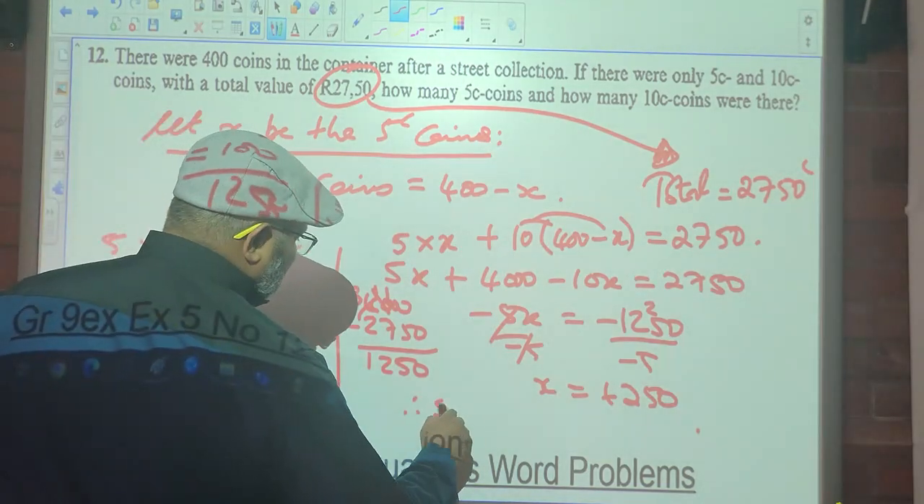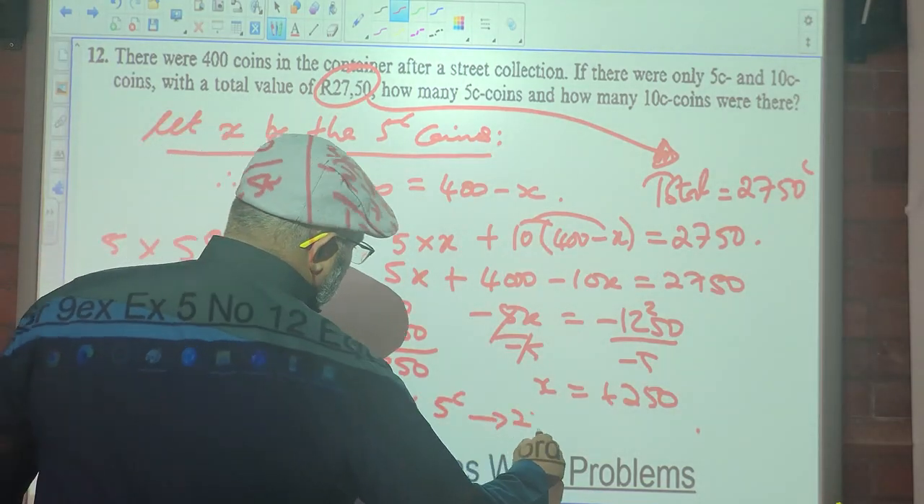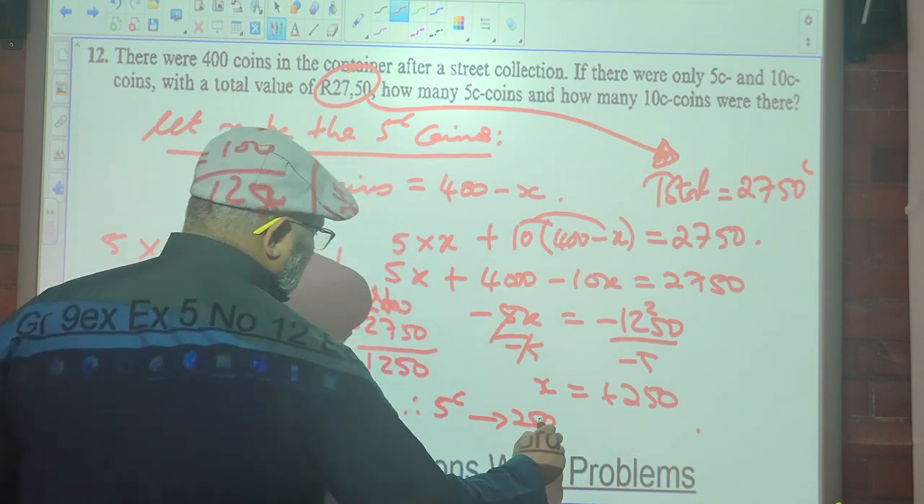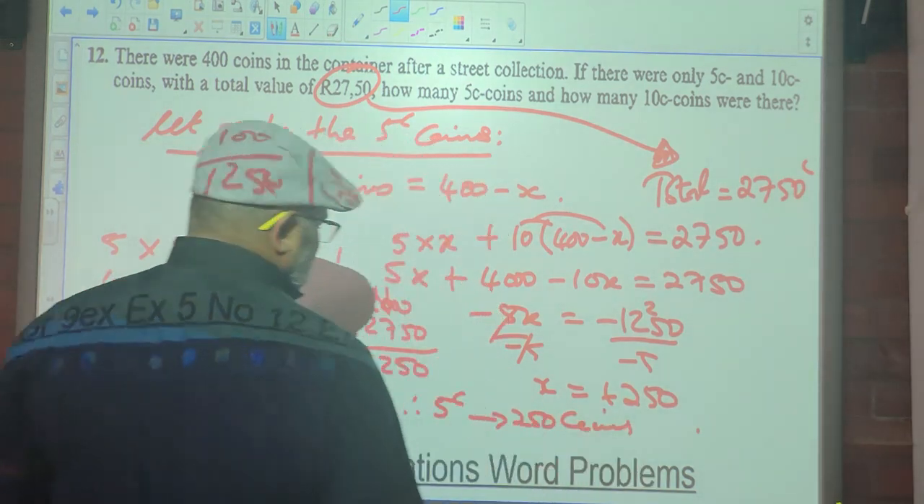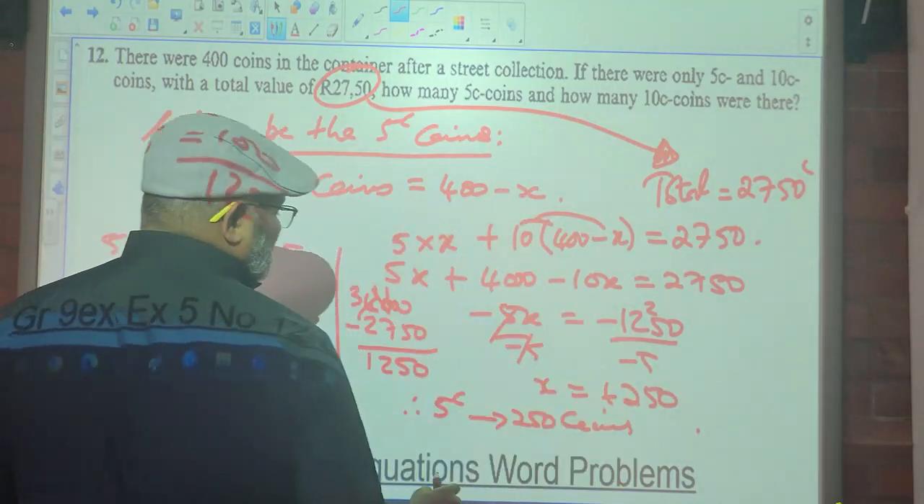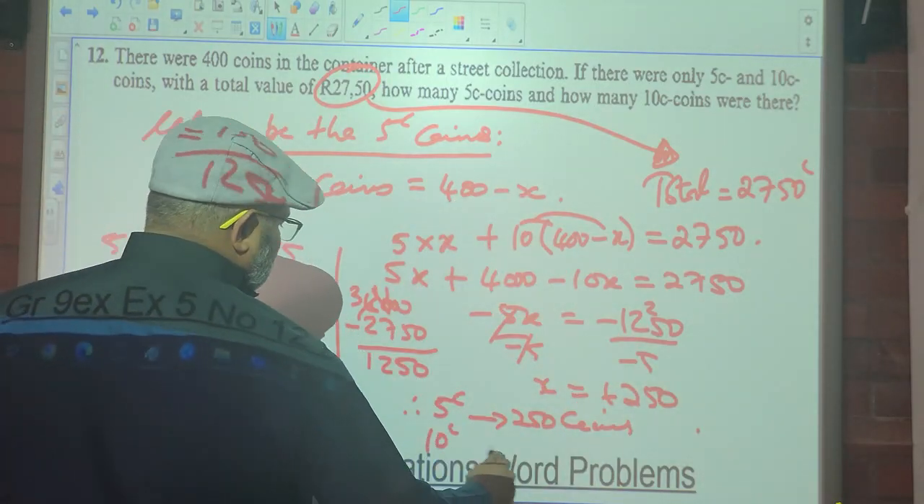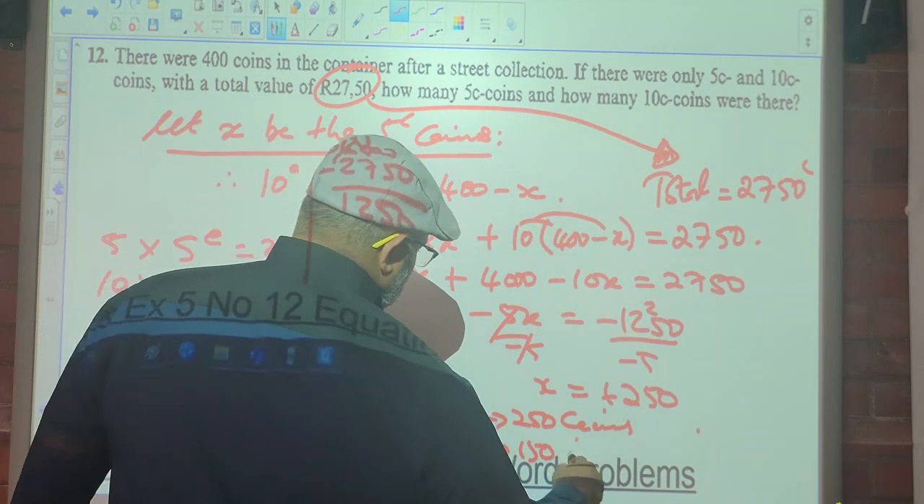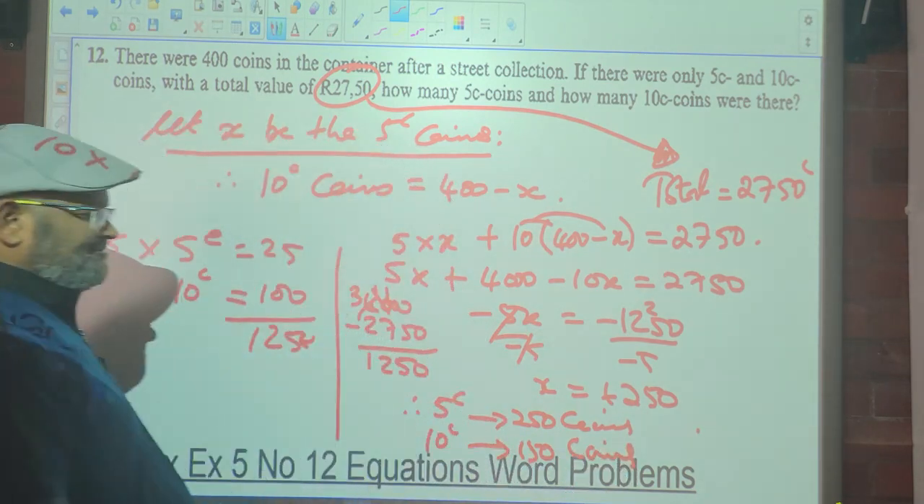So therefore, there are 470 5-cent coins. And of course, 40 minus 470... Okay.